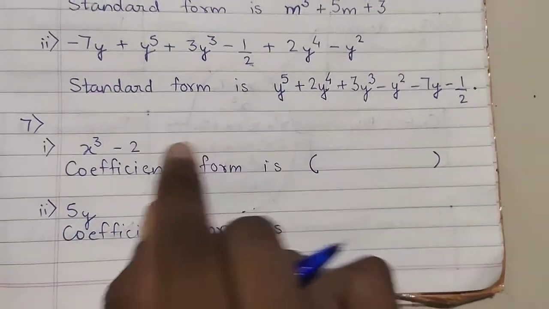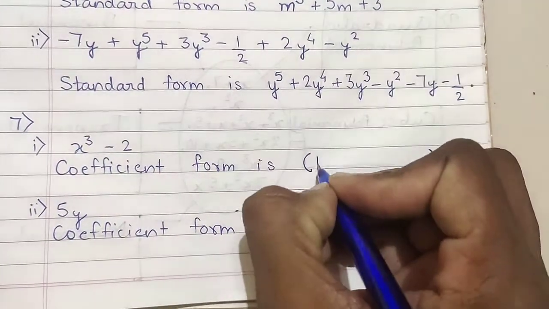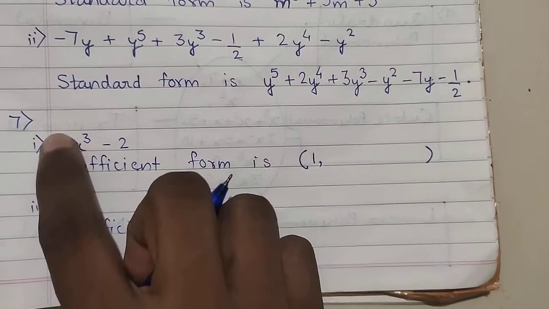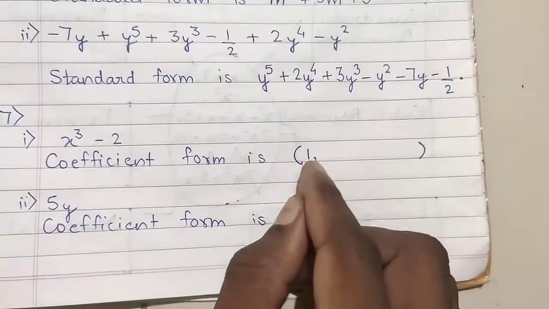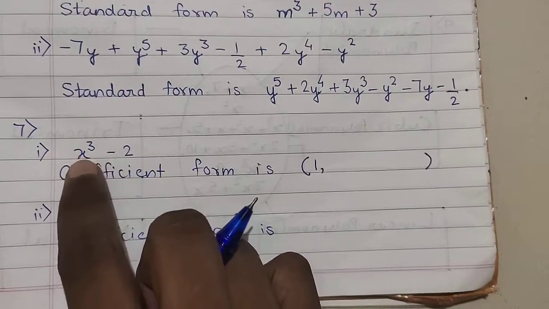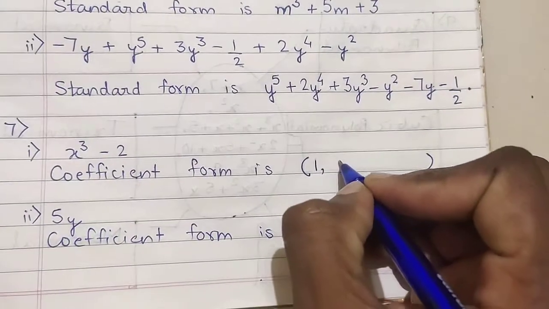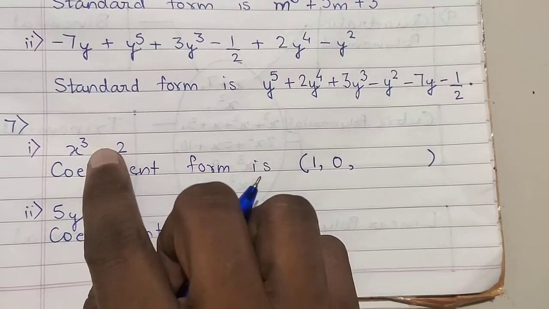Okay, so let us write. What is the coefficient of x cube? 1. Okay, x cube, always there is 1 if nothing is written here. So coefficient of x cube is 1. Now after x cube there should be x square, which is not here. So that is why you are going to write 0. Okay, since x square is not there.